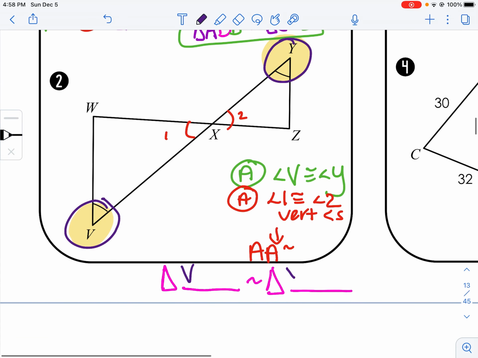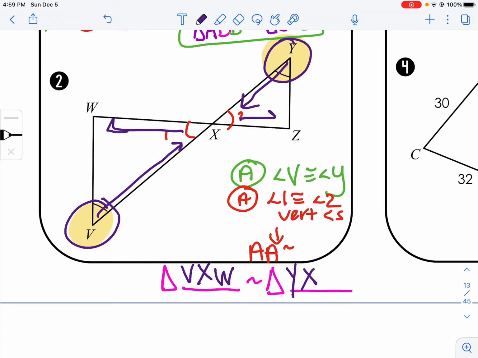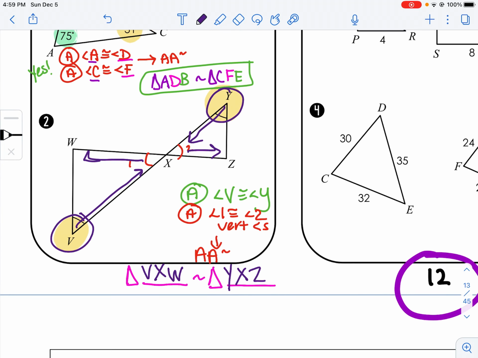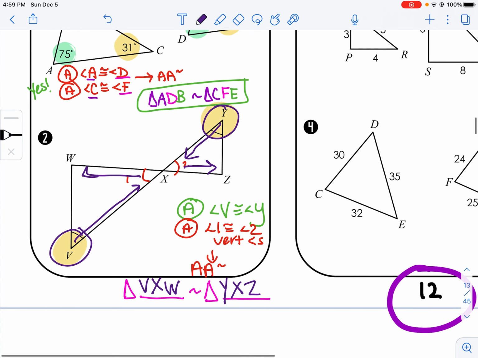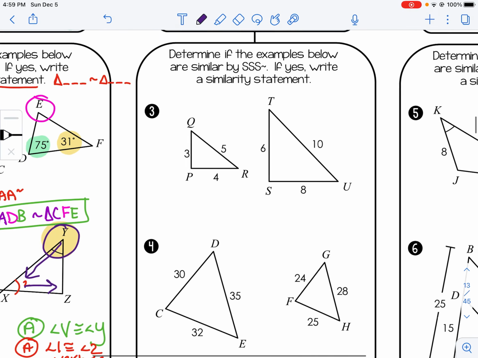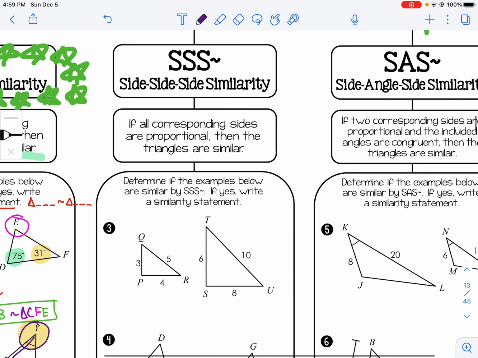V and Y. And then I'm going to follow to X, so X and X. And then I have W and Z. So that's our similarity statement. So these triangles are similar because of angle. Way quicker, right?